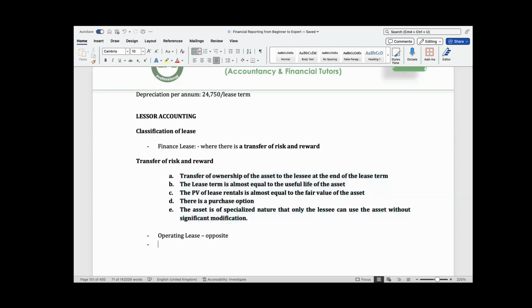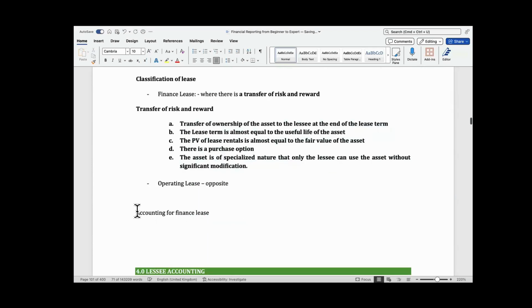Now, how do you then account for a finance lease? I've already mentioned it. If the lessor identifies that it is a finance lease, the first thing he will do is to recognize the asset. Lukman, if he's recognizing the asset, is he going to debit the asset or credit it? Credit. That's good. Thank you. So he will credit the asset.